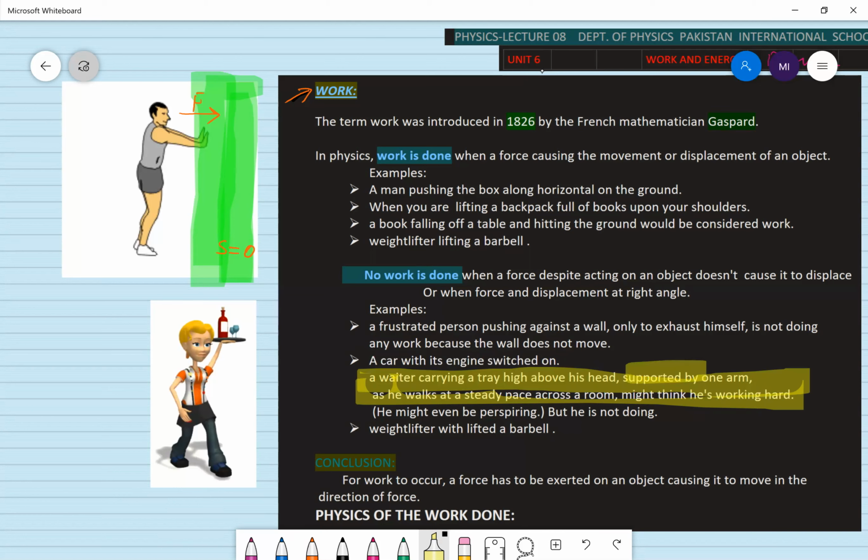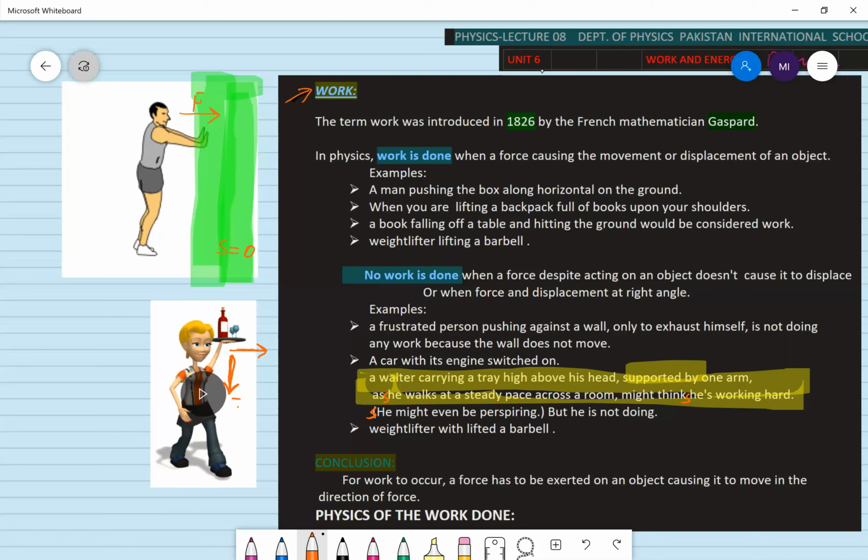You see, a waiter carrying a tray above his head, supported by one arm, as she walks at a steady pace across a room. You might think she is working hard, but in fact, she is not doing any work. Look how. Why? Because no work is done on this. It is one of the reasons that, as she is moving in this direction, in fact, there is no work done by the gravity.